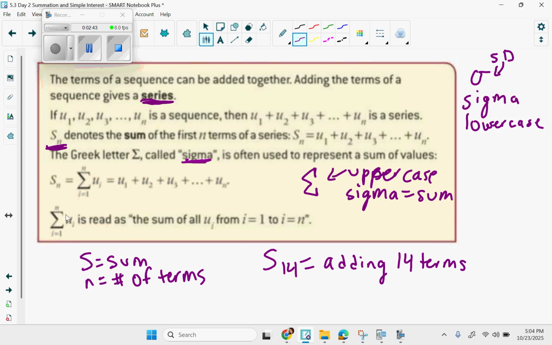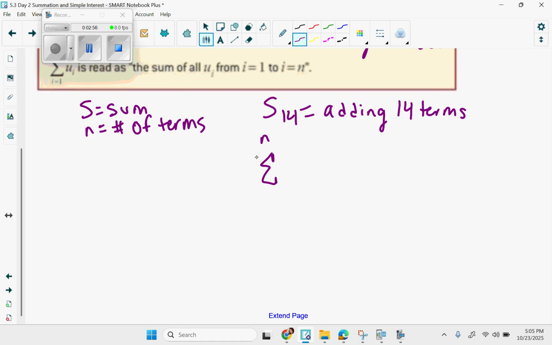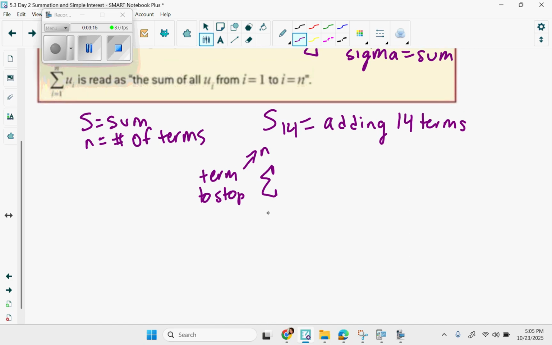So here you're going to see this notation. I do want to talk about the stuff that's above, below, and next to this, because we're going to see that quite a bit in our notes today. The n above the sigma is telling you what term you want to stop at. So that could be 3, 4, 5. If they had a 5 up here, that means we would want to stop at the 5th term. Now you'll also see on your notes this i equals 1. If you see the 1, that means this is your first term.